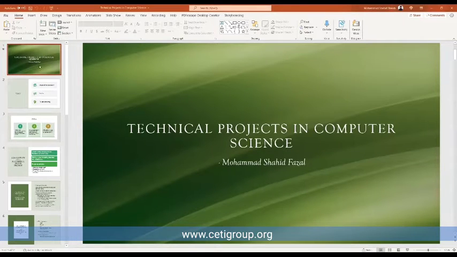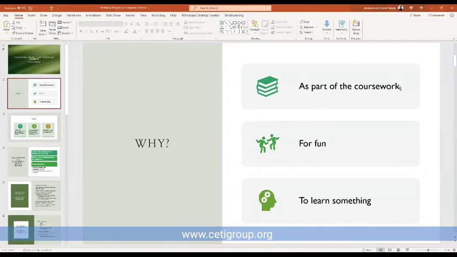So why do we do technical projects? It's either as part of the coursework, it's for fun, or maybe to learn something new. Many a times, most of the people do it as part of the coursework. If you are a computer science student, then as part of many of the subjects that you are studying, you are supposed to work on technical projects, either individually or in groups. So you have to do it.